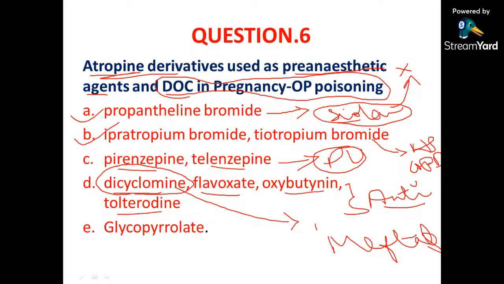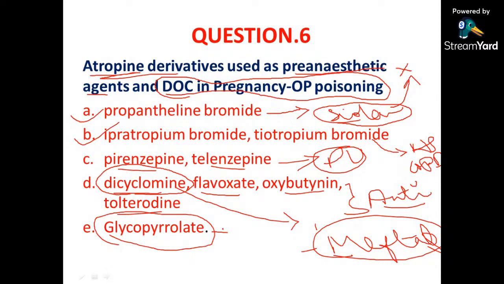Meftal Spas is a tablet. In Meftal Spas we have mefenamic acid 500 mg and dicyclomine. So dicyclomine is used as antispasmodic, whereas mefenamic acid is used as NSAID, anti-inflammatory. So that combination is very effective for menstrual disorders or dysmenorrhea conditions. So these four drugs, dicyclomine, flavoxate, oxybutynin, and tolterodine, are used as antispasmodics. And glycopyrrolate.